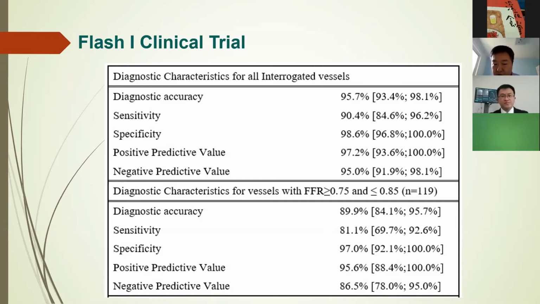The diagnostic accuracy for the FFR larger than 0.75, smaller than 0.85, is close to 90%. Now it's 89.9%. But if we didn't include the myocardial bridge, also we didn't include the pressure drift, our accuracy is 91%. That means in the gray zone, using the CFD model, in coupling with aortic pressure wave, our accuracy is still above 90%.